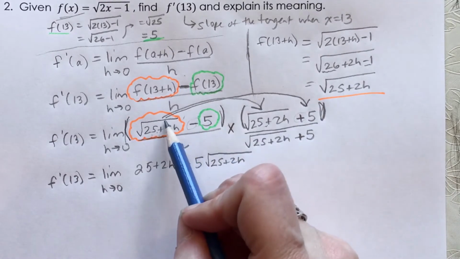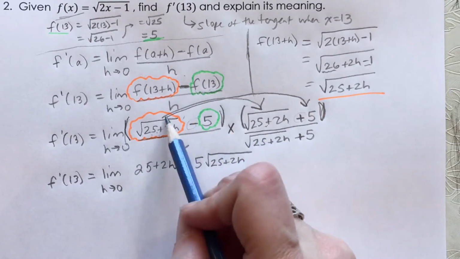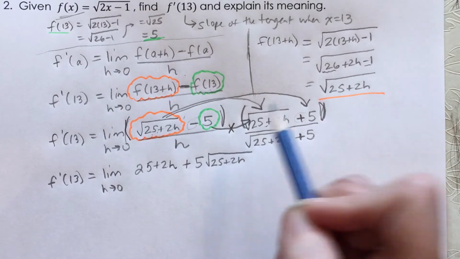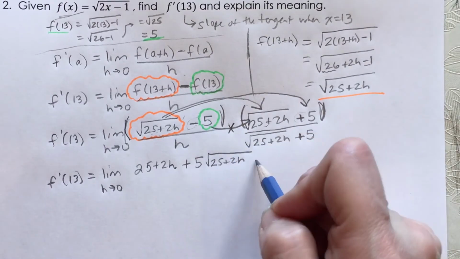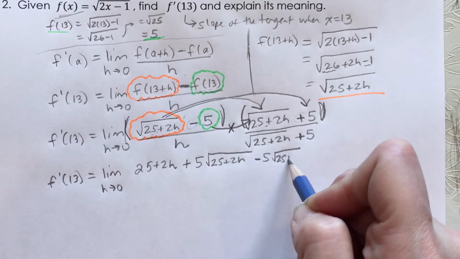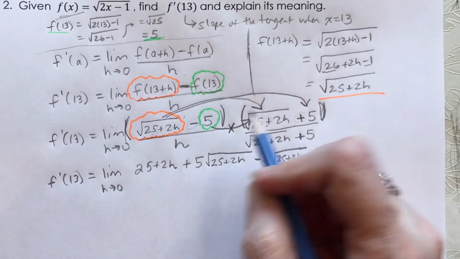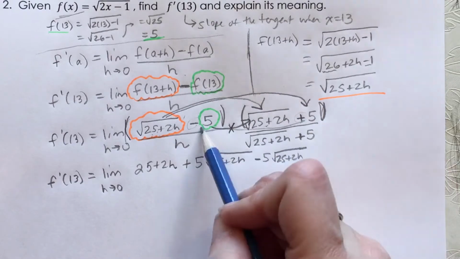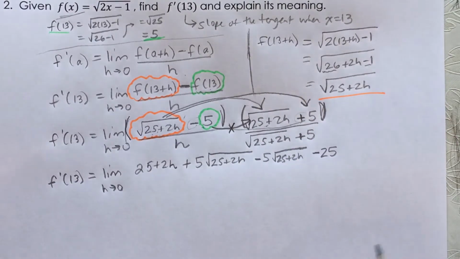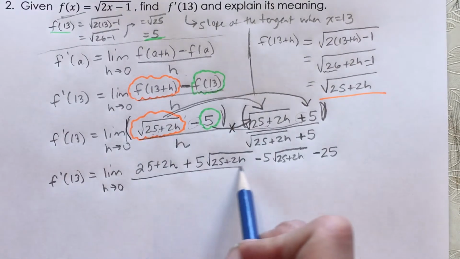So now we've done the firsts, we've multiplied the firsts together and the outsides together. So now we're going to multiply the insides together in FOIL. So that's going to give us negative 5 root 25 plus 2h. And then the last, finally, negative 5 times positive 5 is negative 25. So that's the numerator expanded.